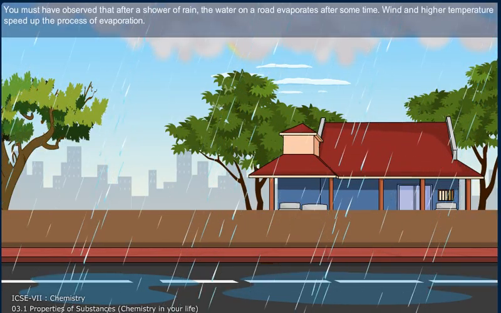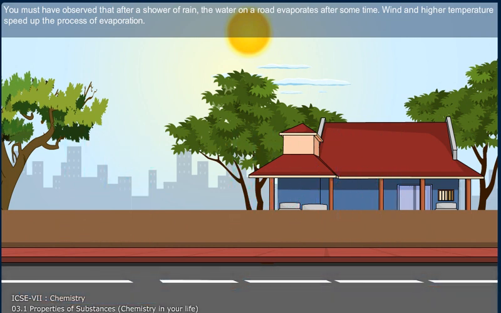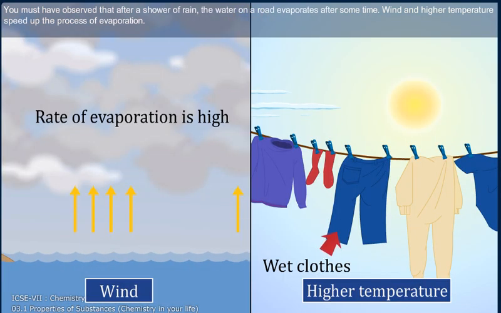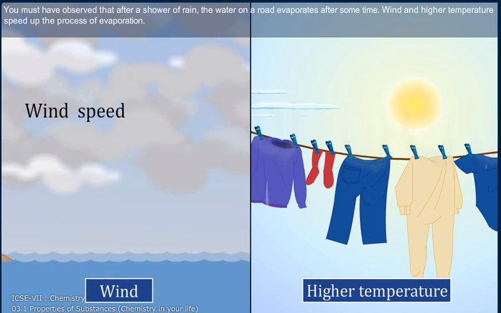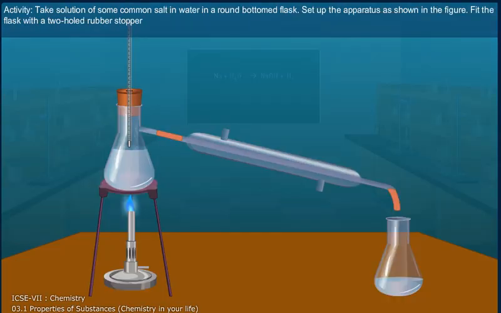You must have observed that after a shower of rain, the water on a road evaporates after some time. Wind and higher temperature speed up the process of evaporation. Distillation. Distillation is the process in which a liquid is first heated up to its boiling point and then its vapor is cooled down to obtain the liquid again.